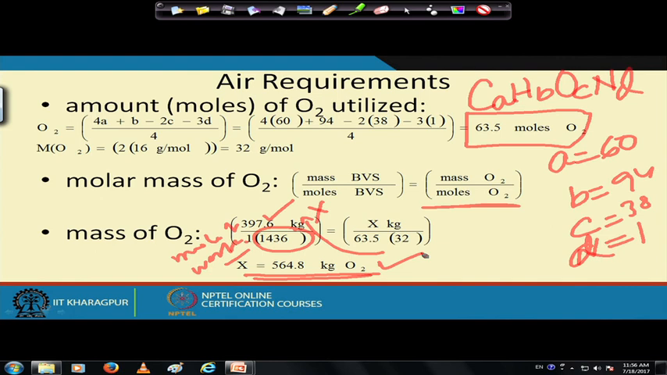It is expressed in kilograms, and we were talking about flow rate and all that. So we have to put it in cubic meters, in volume. So we'll do that conversion.